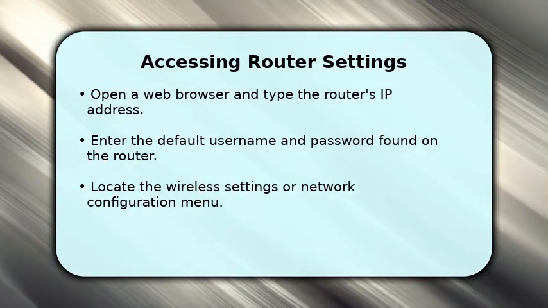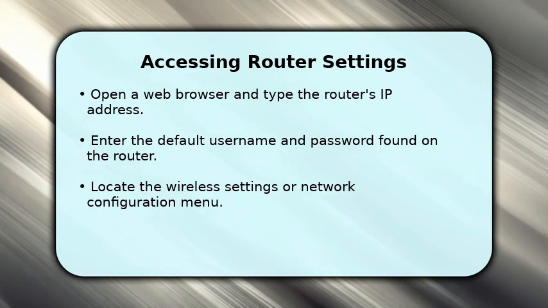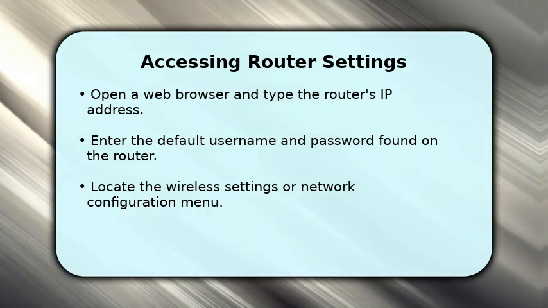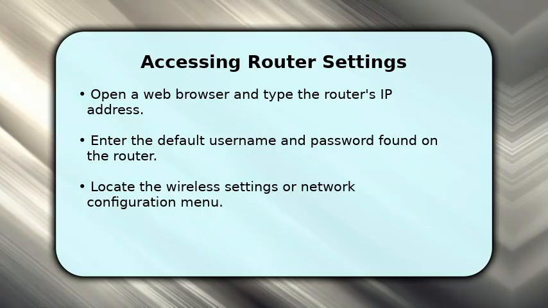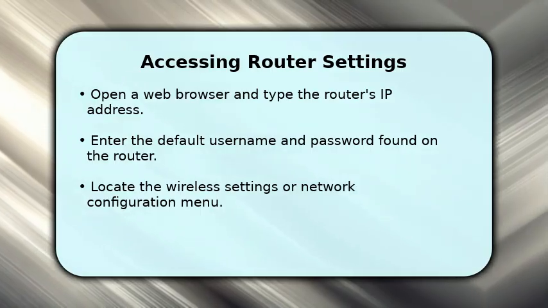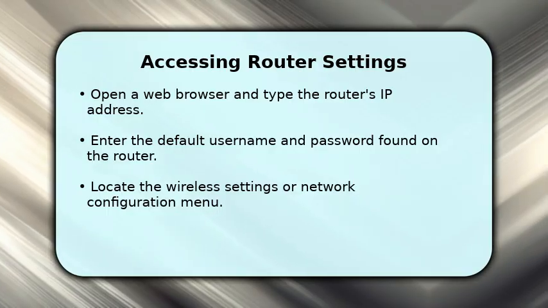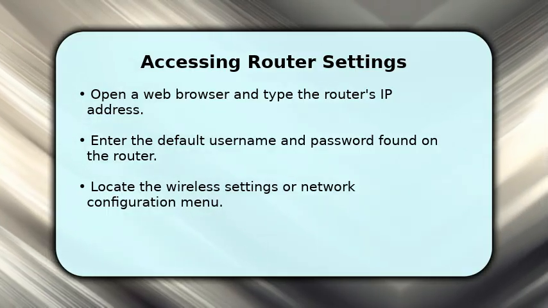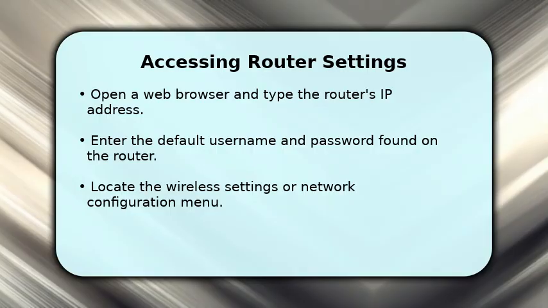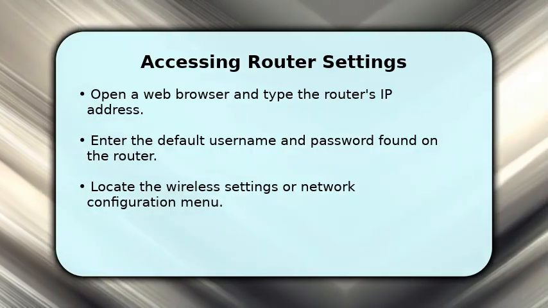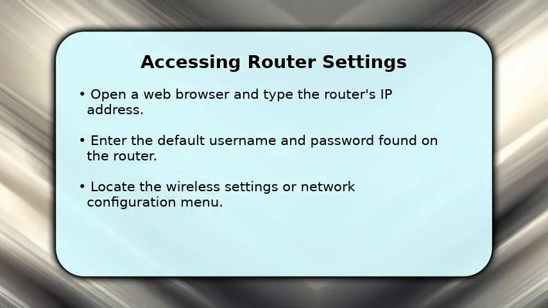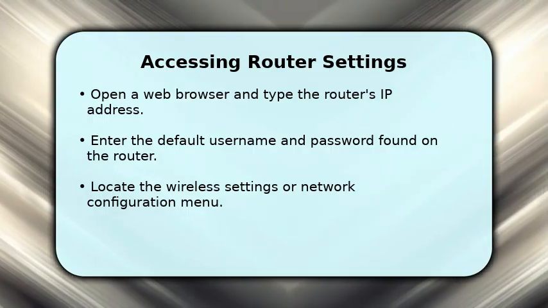Now, let's access the router settings. Open any web browser on your connected device and type 192.168.0.1 into the address bar. You will then be prompted for a username and password. These details are usually printed on a sticker on the back or bottom of your Sky router. Once logged in, navigate to the Wireless or Network Settings section.